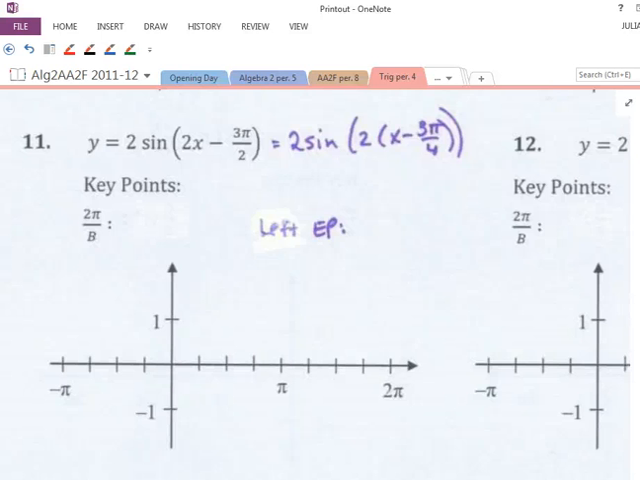Alright, so 3 pi over 2. You know what? Key points is the pattern. So it's the middle, high, middle, low, middle.